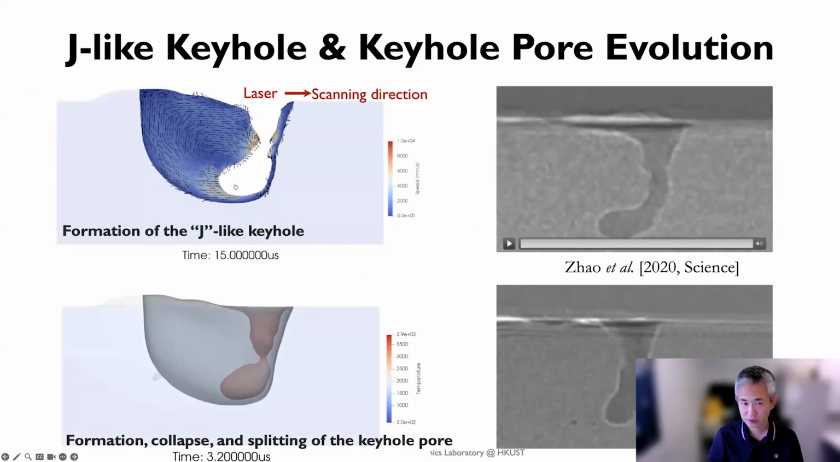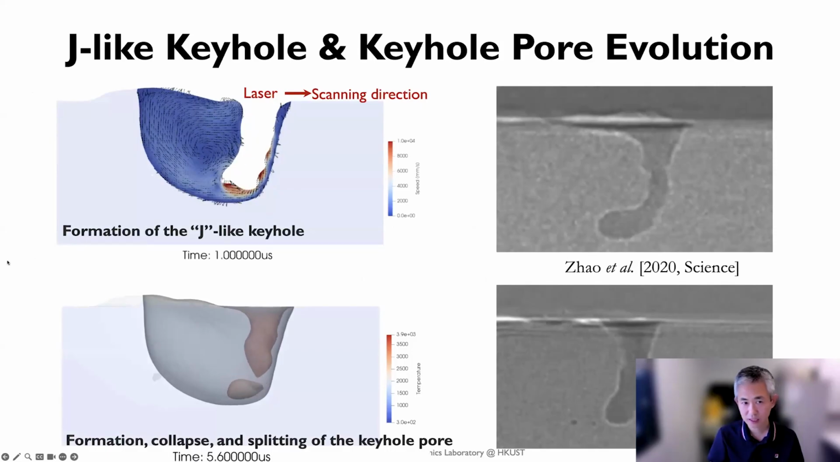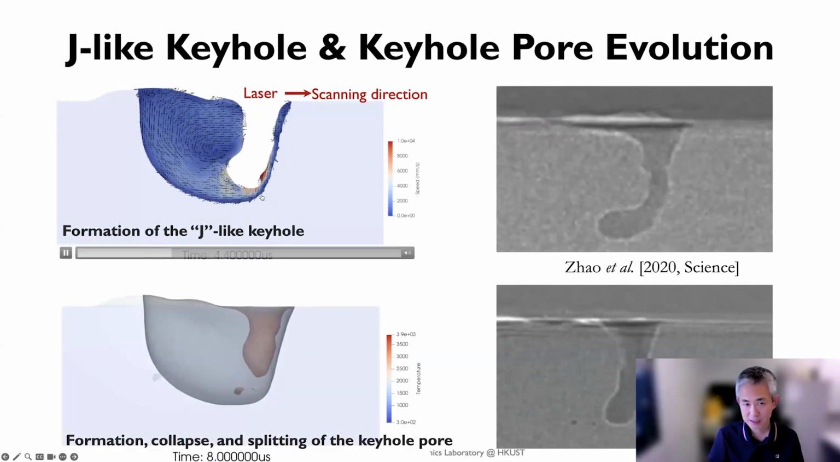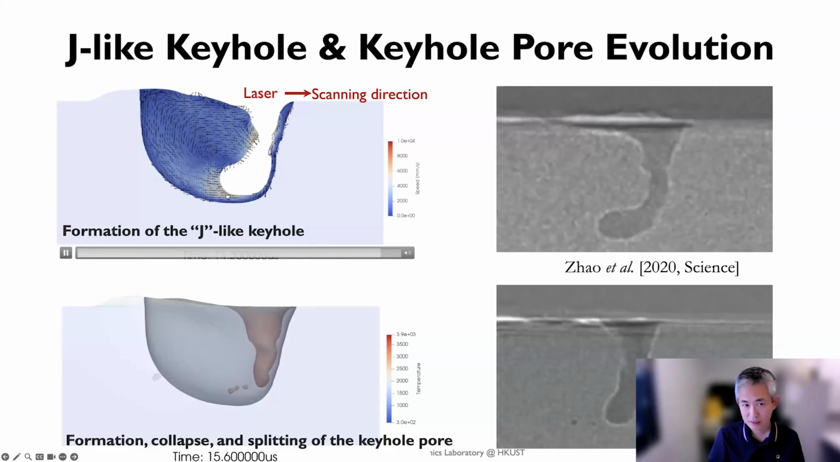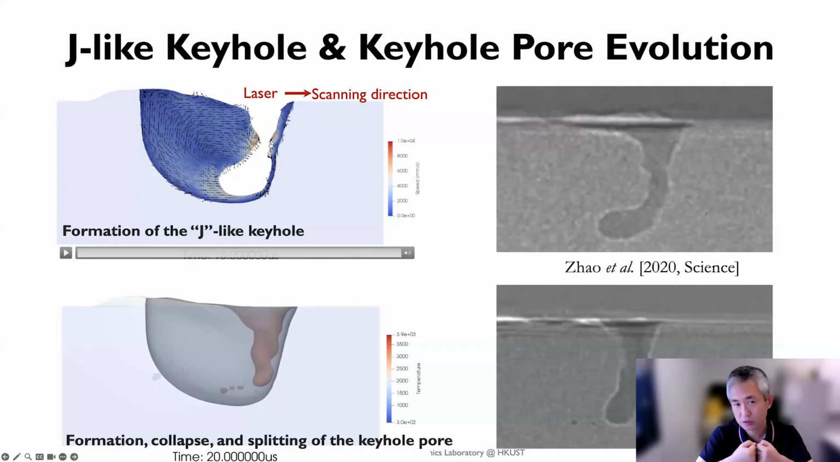and a J-like keyhole is formed. On the right, on the left is our high fidelity simulation. You can see this is the keyhole, and these other parts are where the laser source will directly illuminate. The back wall and the front wall are trying to approach each other, and this is what we call a protrusion here. If they touch each other, this will close the keyhole, and the bottom part will become a pore here.